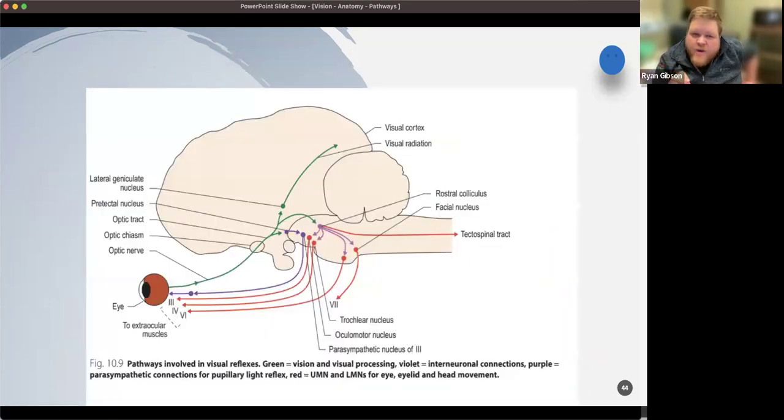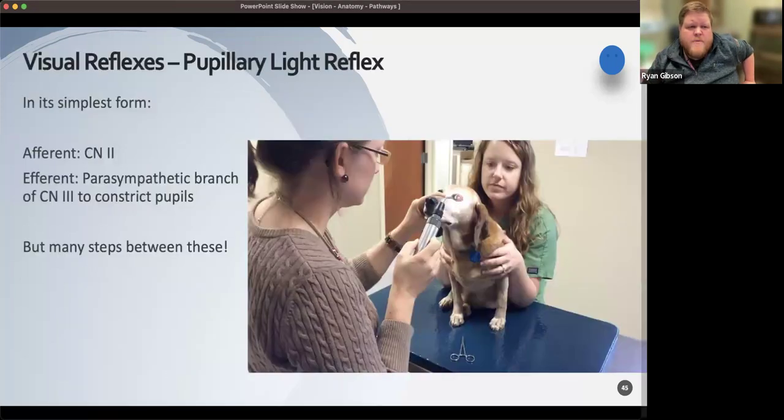If you like diagrams, graphs, this is one that comes out of Thompson, talks about the visual cortex. That's going to be a green pathway. This purple pathway is going to be the parasympathetic connection for the light reflex or the rostral colliculus. And then these red ones are going to be involved in your pupillary light. So lots of different things to consider, but otherwise easy to describe.